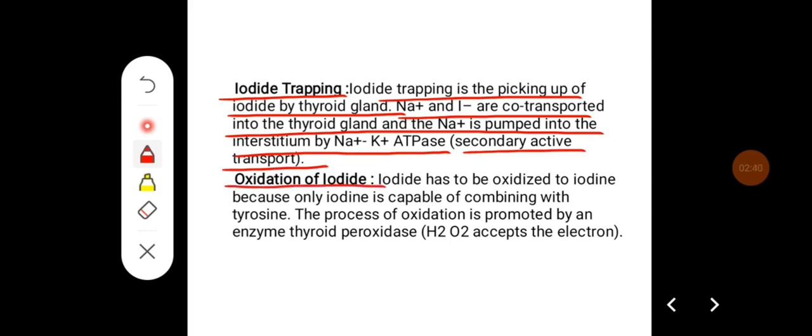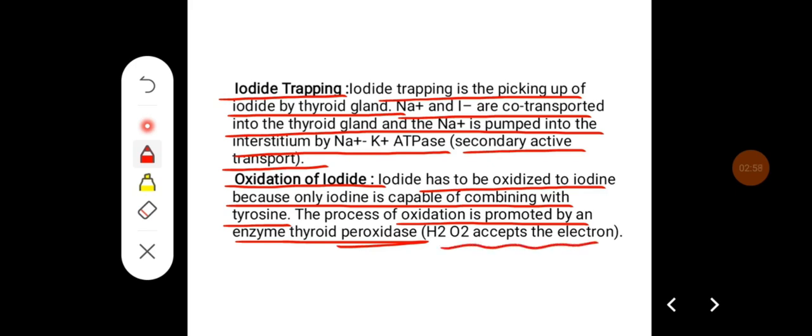The next step is oxidation of iodide. The iodide has to be oxidized to iodine because only iodine is capable of combining with tyrosine. The process of oxidation is promoted by an enzyme, thyroid peroxidase, where the hydrogen peroxide accepts the electron.